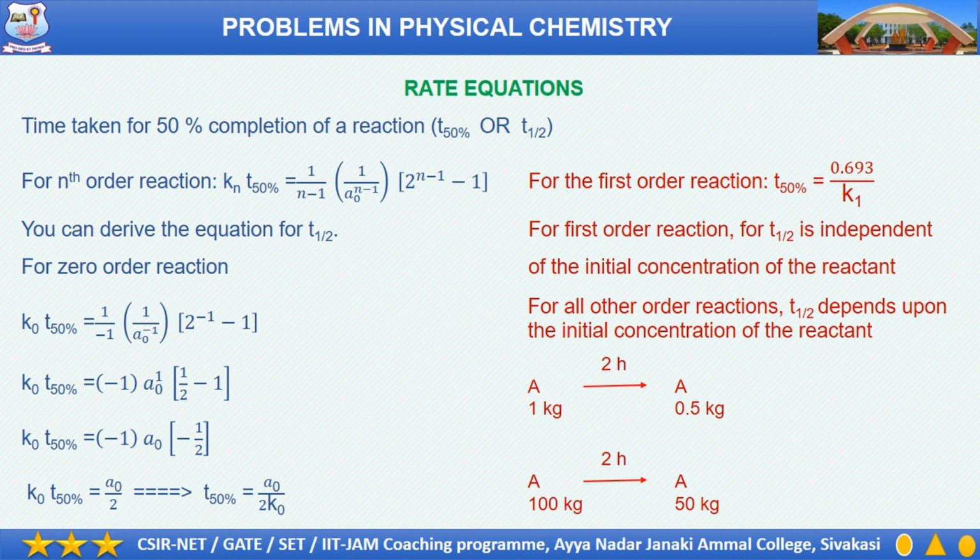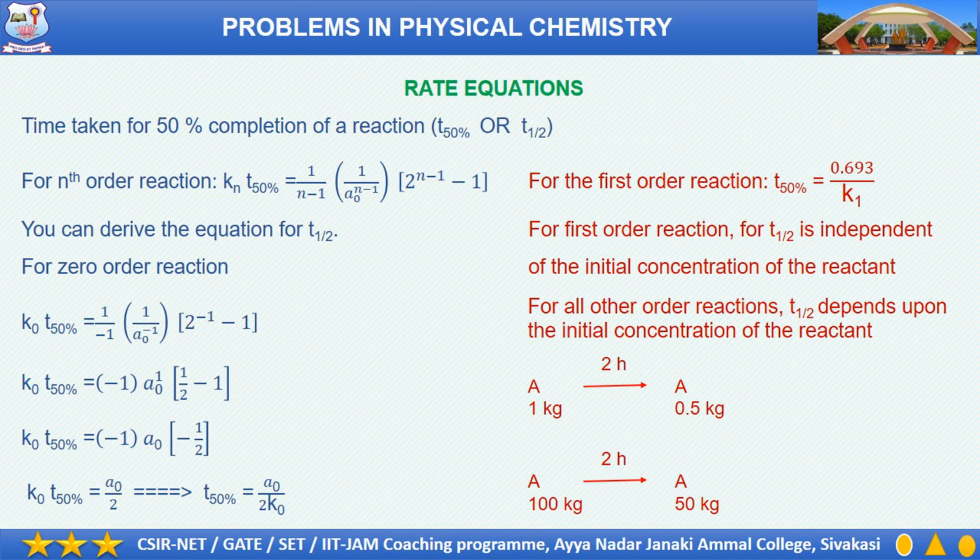Or you want to know the 1.5 order. Put n is equal to 1.5 everywhere. You can calculate what the T half equation is for 1.5 order and so on. And this equation is once again not applicable to the first order reaction, for which it is given as T half equal to 0.693 by K1.